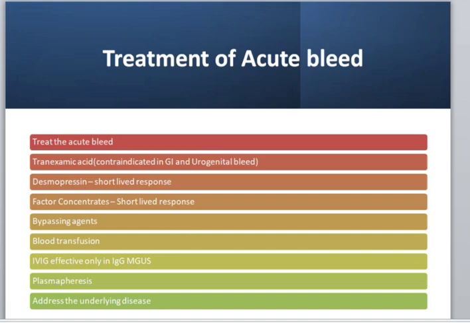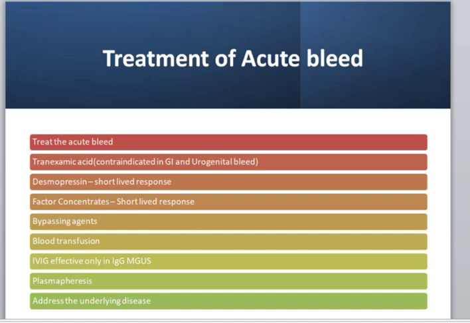Bypassing agent, means factor 7 or FEIBA. If the bleeding is acute and there is a delay in the arrangement of factor concentrates and bleeding is severe as well, you can try factor 7 as well. Blood transfusion is supportive because prolonged bleed can lead to anemia, so the patient may need blood transfusion as well.